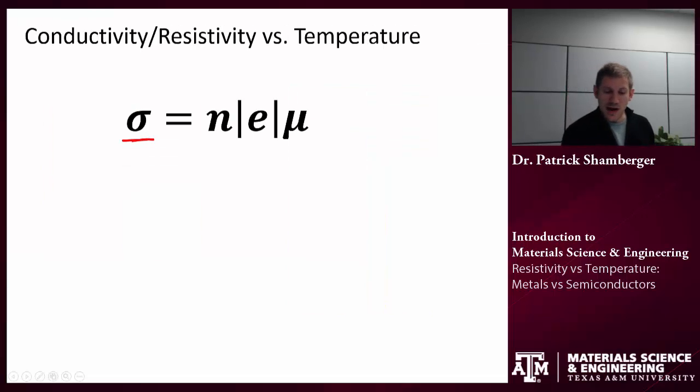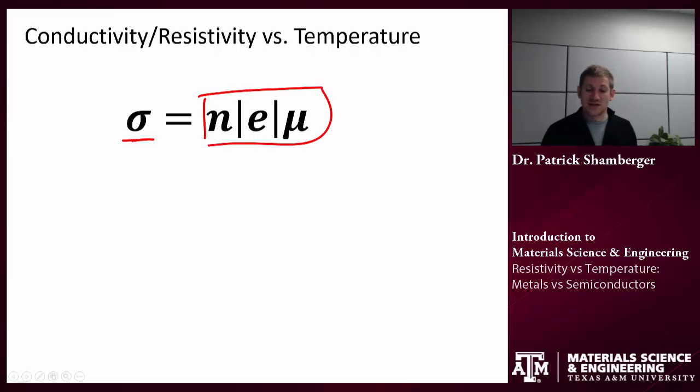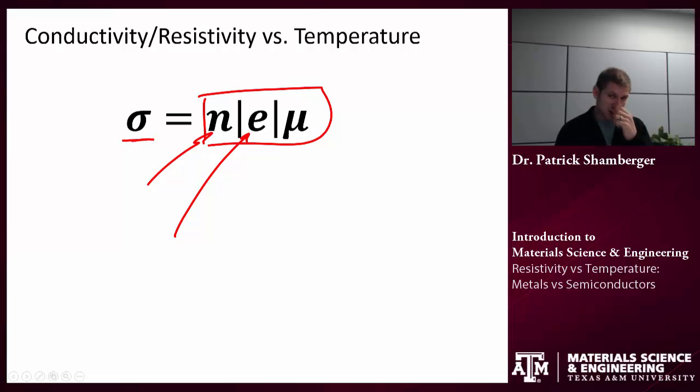Once again, if we want to think about how something, in this case temperature, affects conductivity or resistivity, we want to think about how it affects the different terms that contribute to conductivity. So N, again, is the number of free carriers in the system. So how many particles do I have moving around? E is the charge. So if this is just an electron, then we have a single electronic charge. If it's an ion, it could be a multiple of the electronic charge. And mu is the mobility. How easily do these carriers move around?